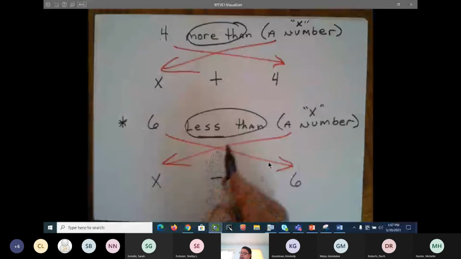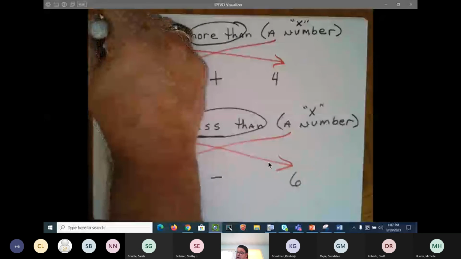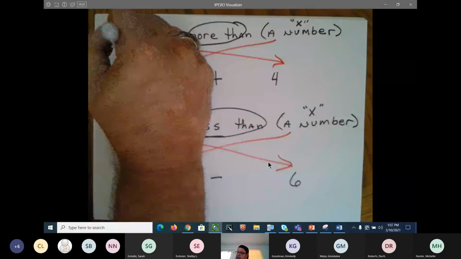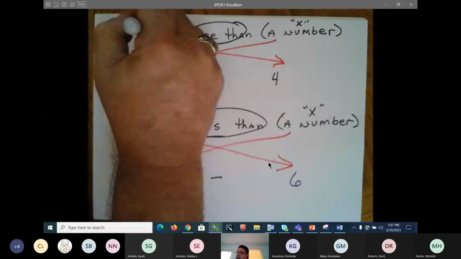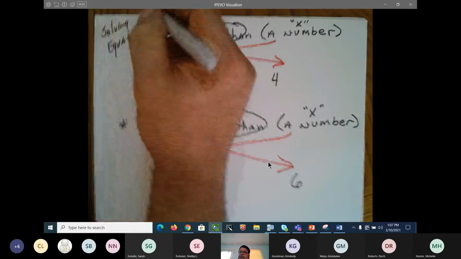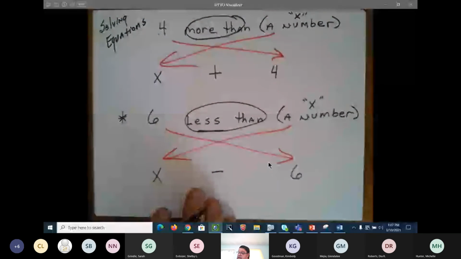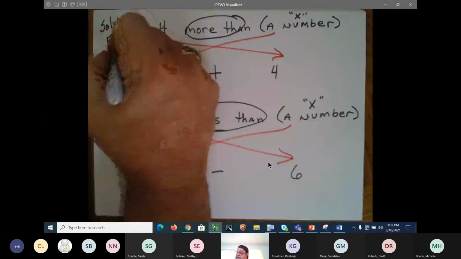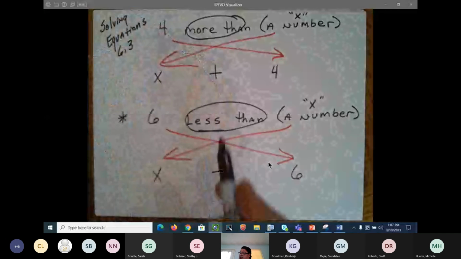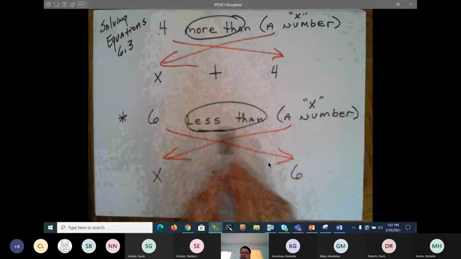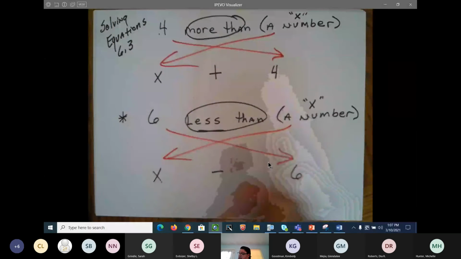But when you're talking about, this is solving equations. We're not solving inequalities. We're solving equations. And inequalities is not an equation. So when you're solving equations in 6.3 and homework, and you see this more than or this less than, you immediately think about crisscross.